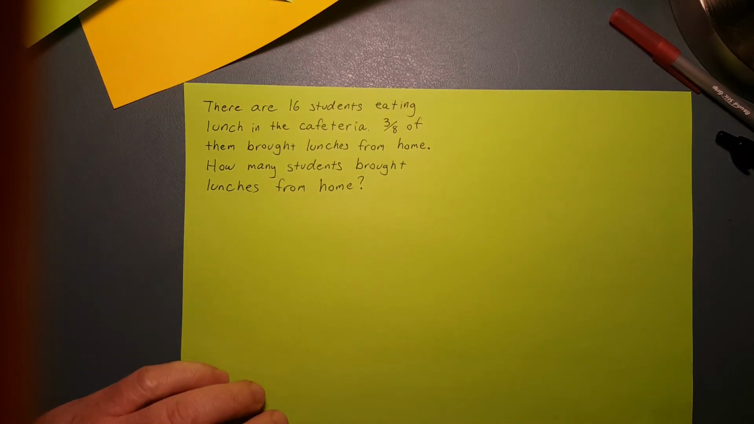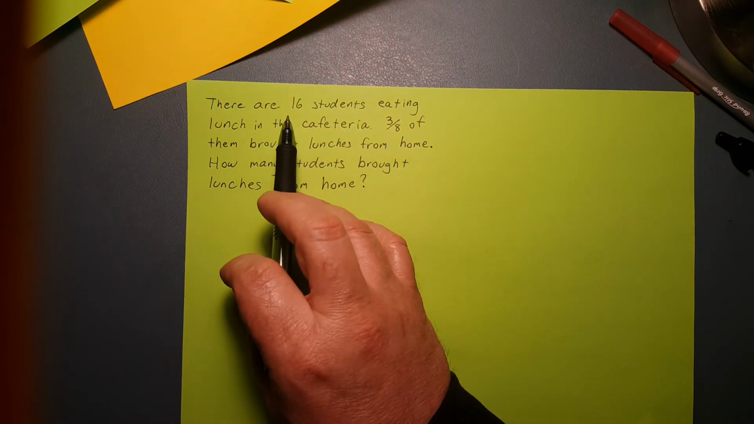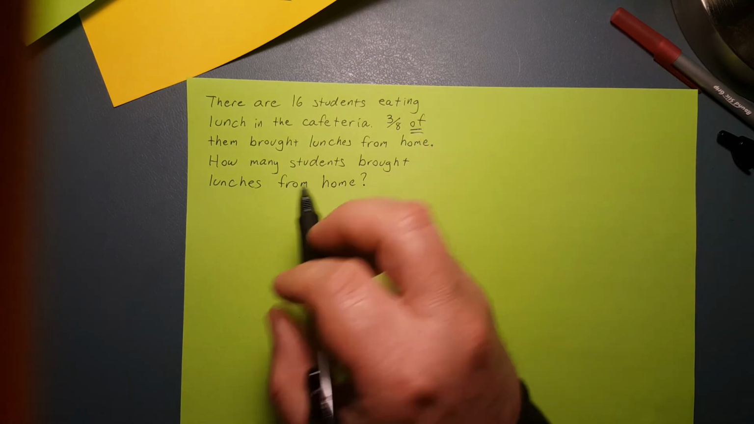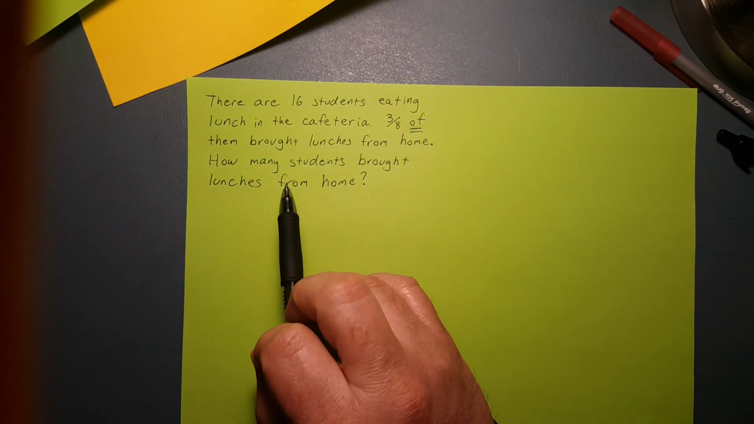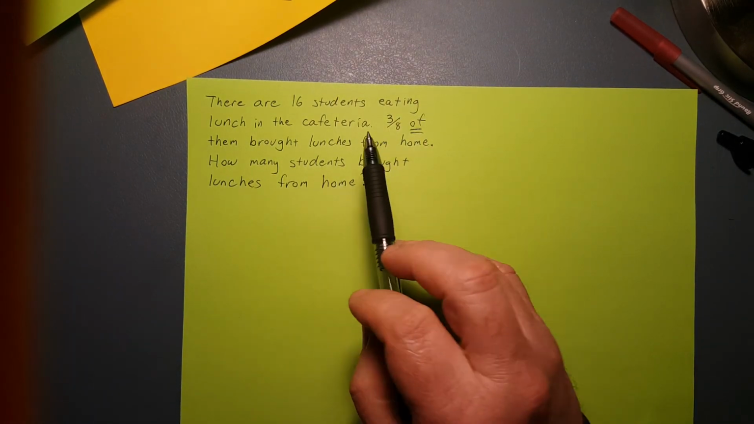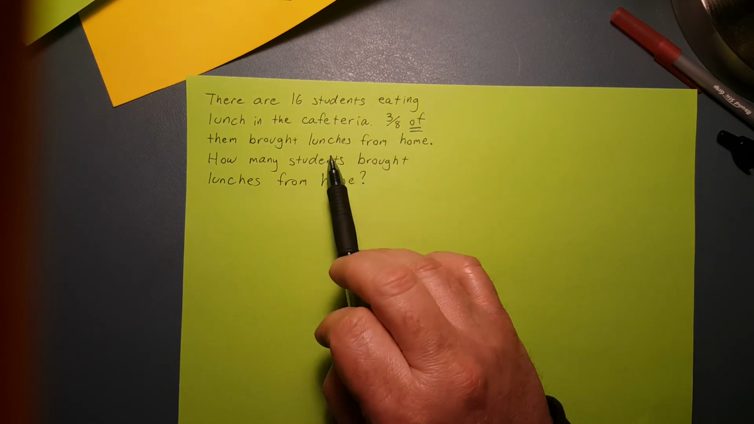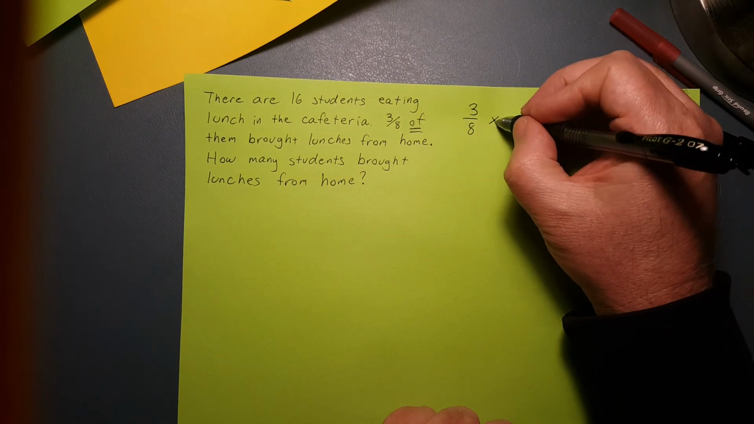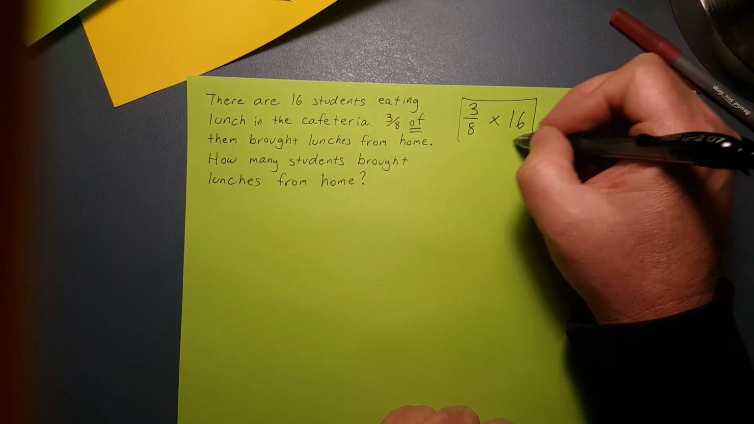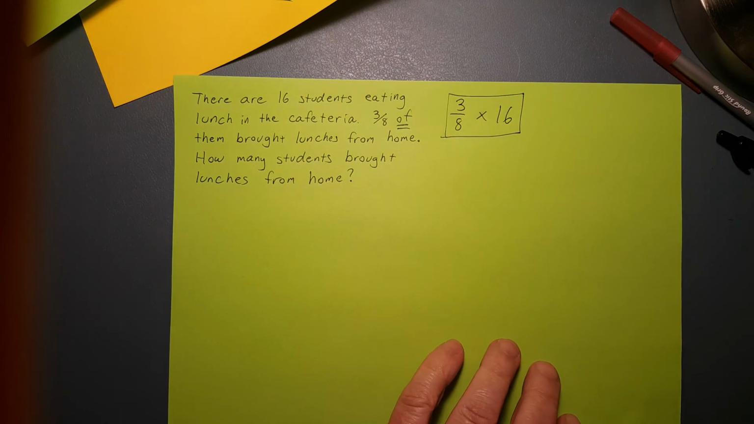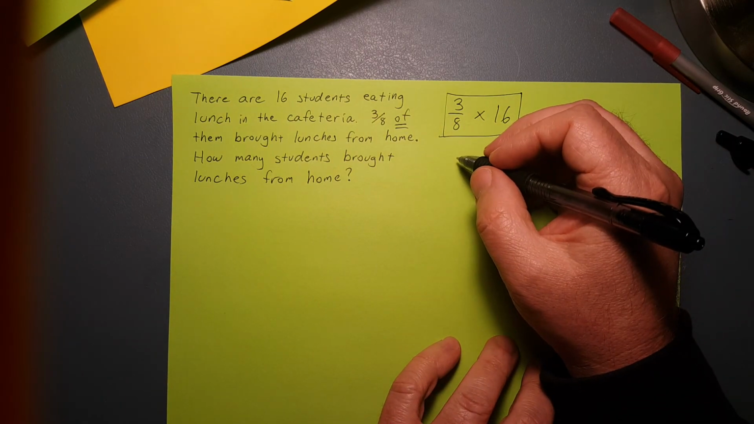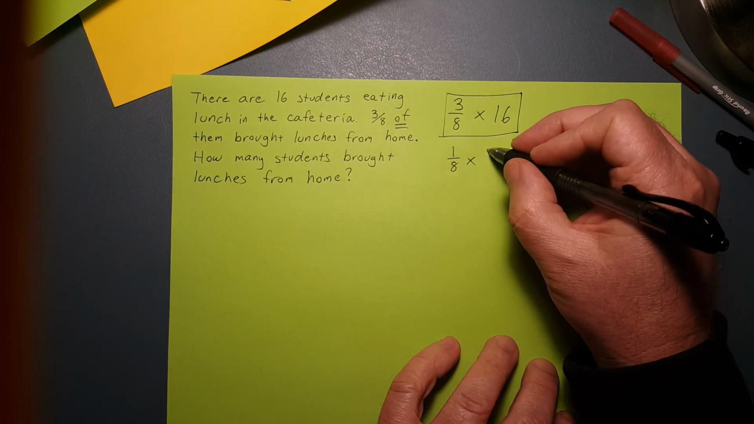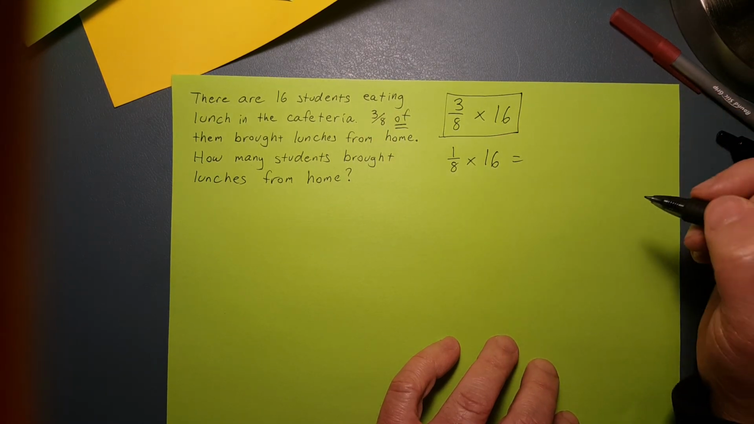Now, the story problem you might see today is that there are 16 students eating lunch in the cafeteria. 3/8 of them brought lunches from home. How many students brought lunches from home? We need to know what is 3/8 of the 16 students. If we can figure that out, we will get our answer. We're real good at doing 1/8 times 16. So we'll do that first.